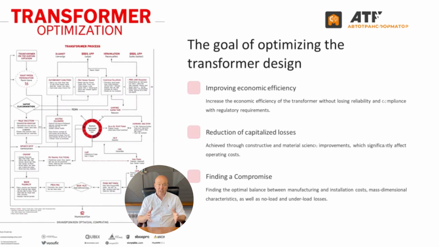The goal of optimization is simple: increase the economic efficiency of the transformer without compromising reliability or standards, reduce capitalized losses by refining the design and selecting better materials, and most importantly, find the balance between manufacturing and installation cost, size and weight, no load and load-related energy losses.